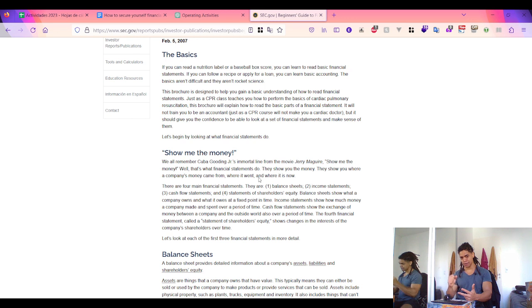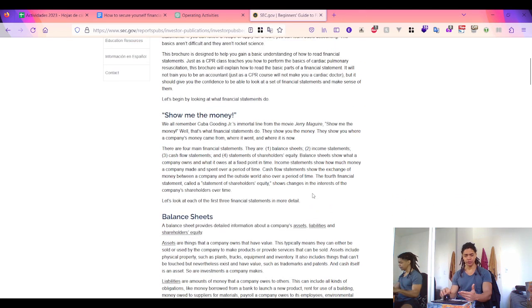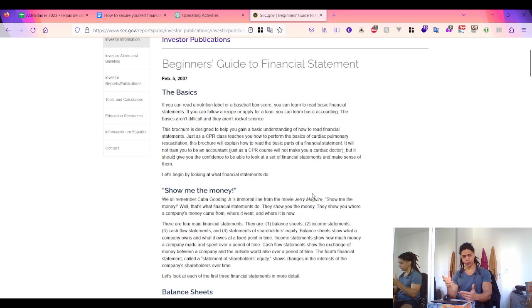And the cash flow statement shows you the exchange of money between the company and the outside world. And lastly, we have the statement of shareholders' equity, which in this section they don't mention or discuss, but it's important to know that it exists. This statement shows the change in interest over time.